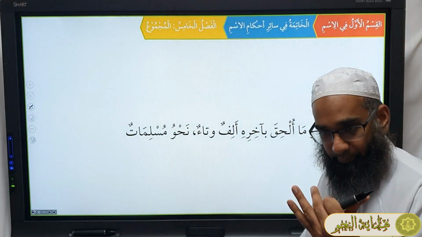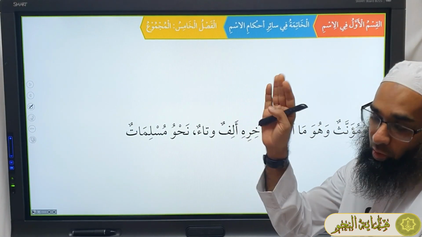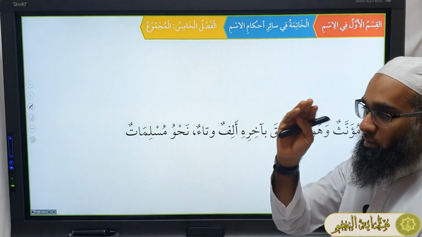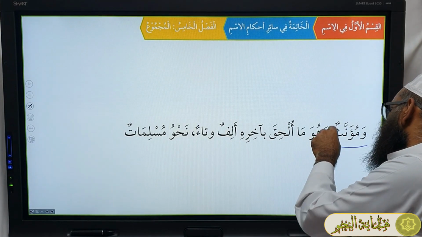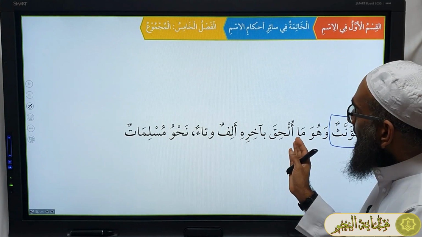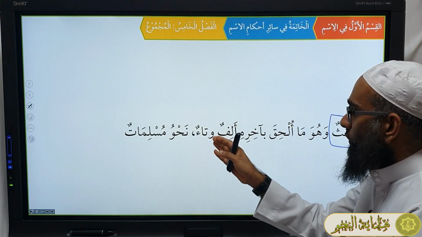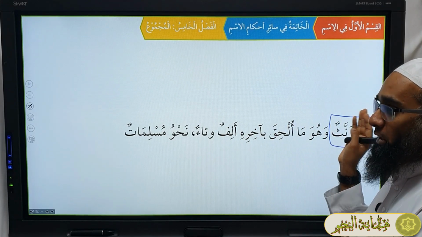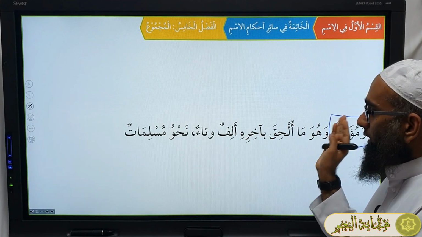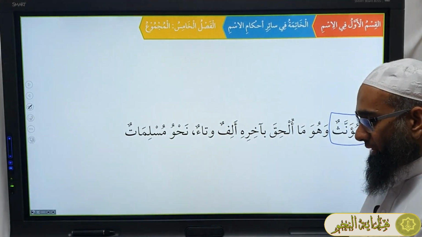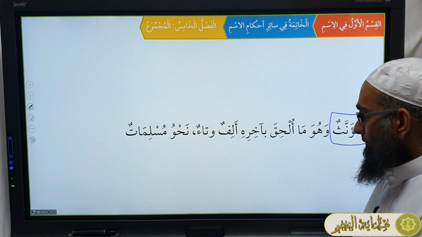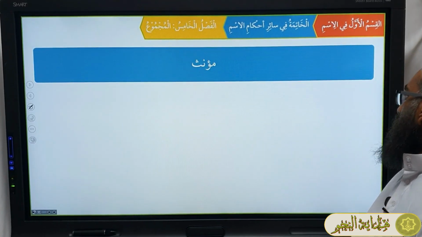Now he's going on to the second type. So you have Jama' Salim, or Musahhah, and Mukassar. Musahhah is either Mudhakkar or Mu'annas. Now the Mu'annas form. وَهُوَ مَا أُلْحِقَ بِآخِرِهِ أَلِفٌ وَتَاءٌ. Al-Jam' Mu'annath is that word in whose ending an alif and a ta has been attached, like Muslimatun. Yes, that's baby stuff.